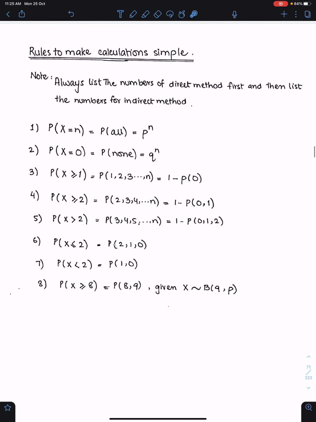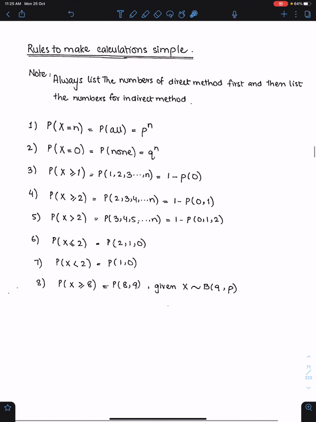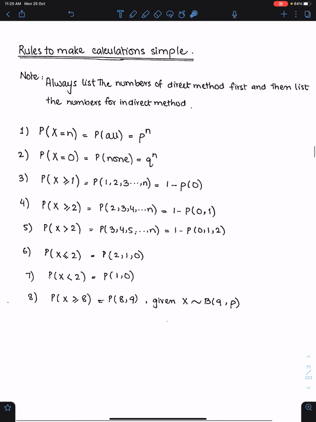Now these are very important rules to make calculations simple. You must be good at these rules if you want to be good at binomial distribution. So always list the numbers of the direct method first and then list the numbers for the indirect method. Number 1, if we need probability of all, so all means n, the answer is p power n. None means x equals 0, so the answer is q power n. You just need to put the value of p with n here, q with n here.